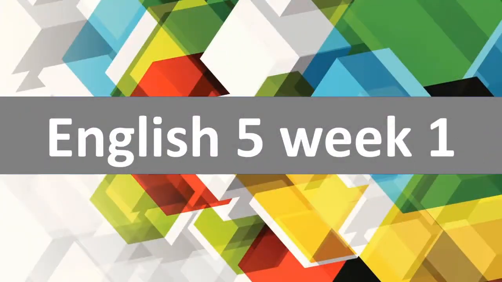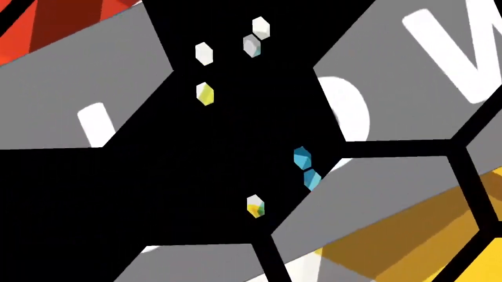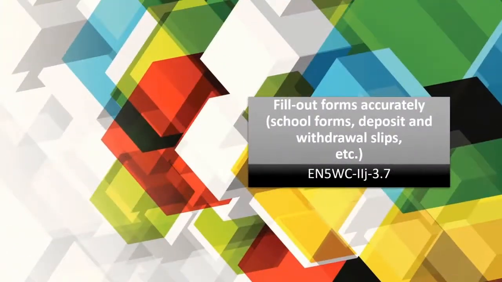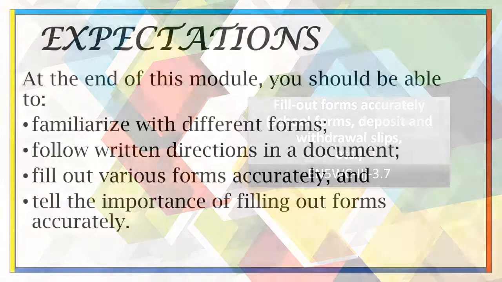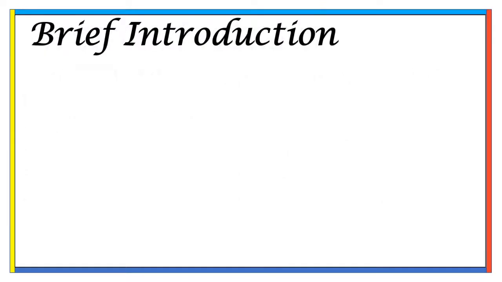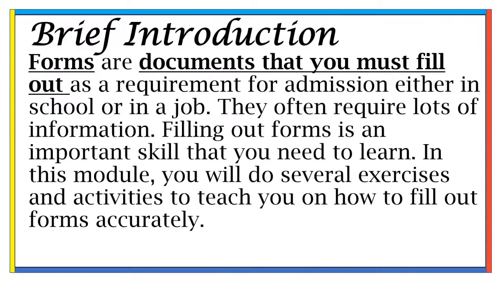English 5 Week 1, our lesson for today is all about filling out forms accurately: school forms, deposit, and withdrawal slips. Our expectation for this module is that you should be able to familiarize yourself with different forms, follow written directions in a document, fill out various forms accurately, and tell the importance of filling out forms accurately. Our brief introduction.